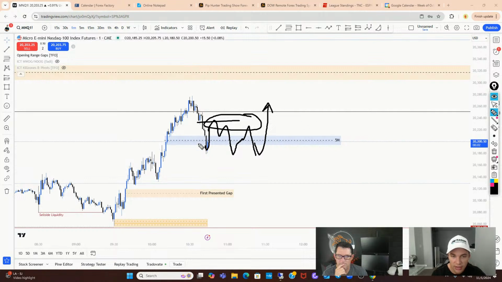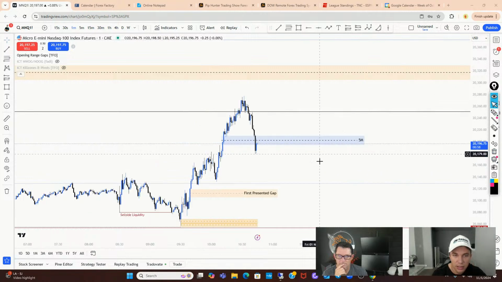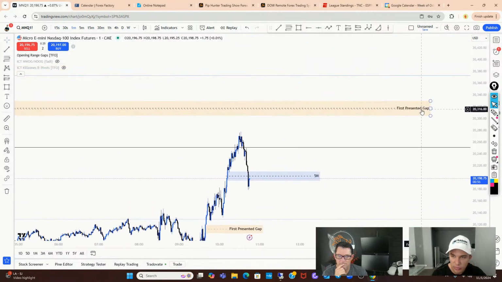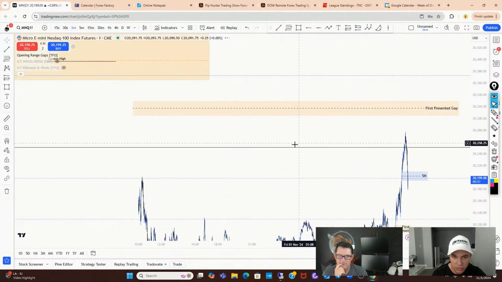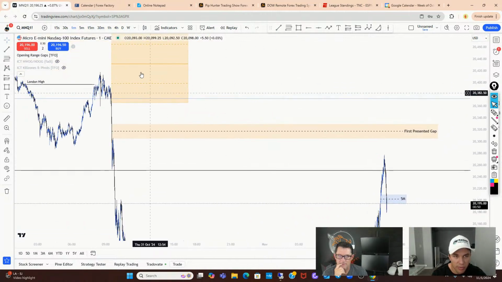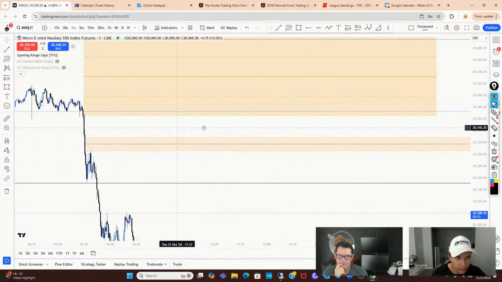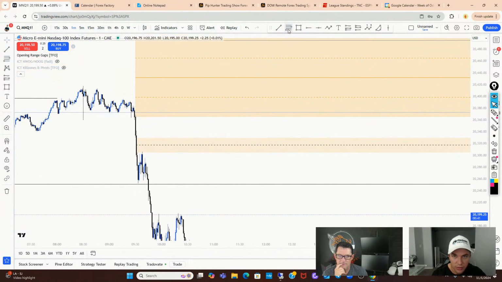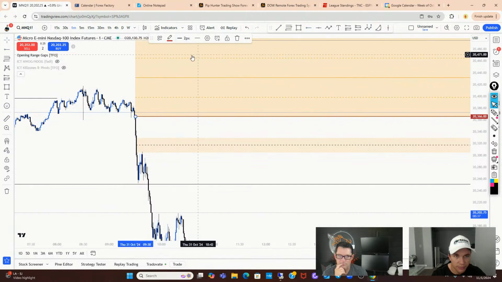So once we've had this kind of shift to the upside, then I can go ahead and target, and I would be looking for this first presented gap to be my first TP, my first partial, and I'll look for price to run back to this opening range, okay, where we have that sell side liquidity. At this 9:30 candle, right here would be a key area of sell side liquidity.